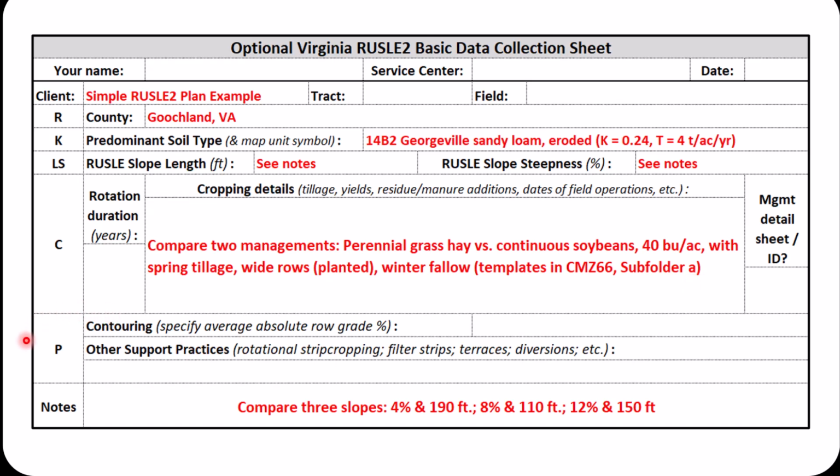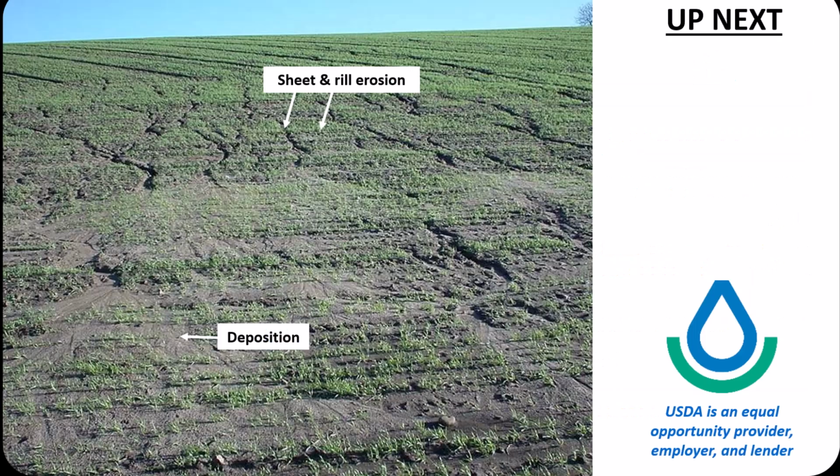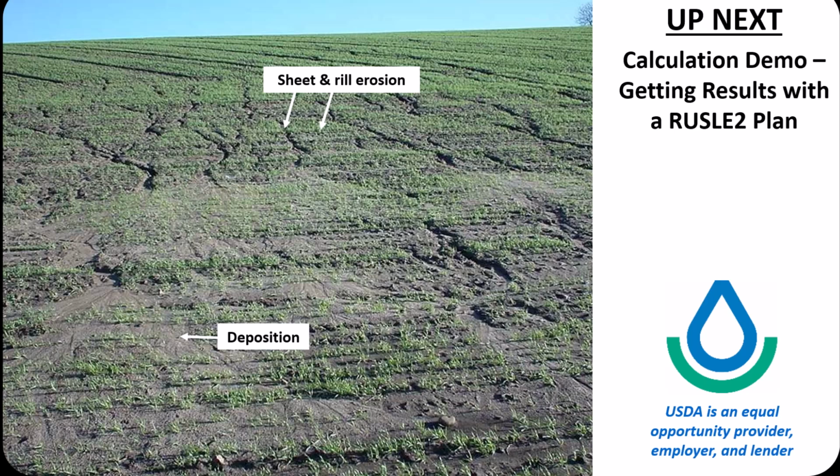So the next thing we want to look at is our support practices, what we traditionally call a P factor. We're not going to have any credit for support practices. In particular, we're going to assume no contouring, so the default RUSLE2 setting with crop rows going up and down the slope. And as far as rotational strip cropping or filter strips or other support practices, we've got none. So that concludes this video. Next, we'll show a live demonstration of how to input the data we just compiled into a RUSLE2 plan calculation.